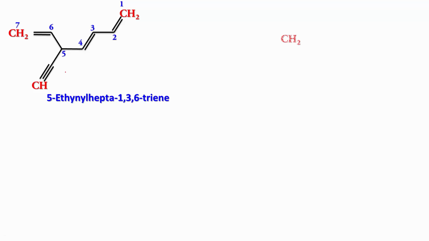Try this one. Try it on your own. Now this is pretty simple. It's got only one double bond. So numbering has to be done from the right. So 1, 2, 3, 4, 5, 6. 5,5-dimethylhex-1-ene.